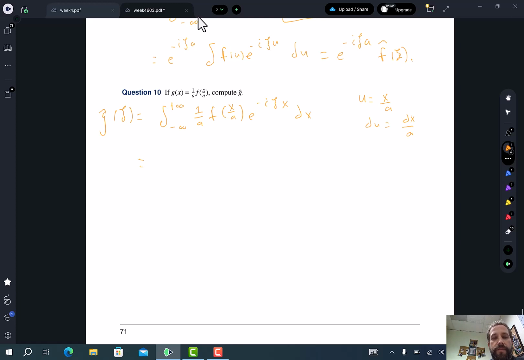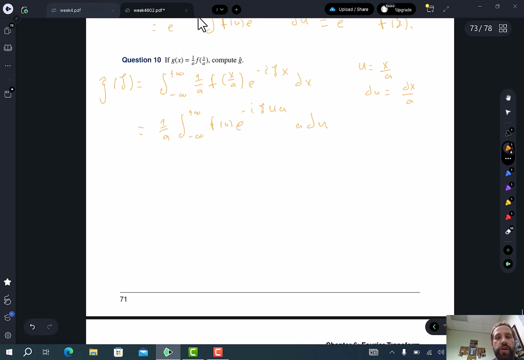I'm going to make my changes. Again, if x is equal to infinity and u is equal to x over a, then infinity over a is still going to be infinity. So the limits on the integrals will remain the same. I'm going to move this 1 over a out. Now, this tells me dx is equal to a du. So I'm going to have minus infinity to positive infinity, f of u. I'll change the differential in just a second. Okay, so if u is equal to x over a, then x is equal to u times a. So this is now e to the minus I c u a, and then dx is equal to a du. Okay, so we can see the a's are going to cancel.